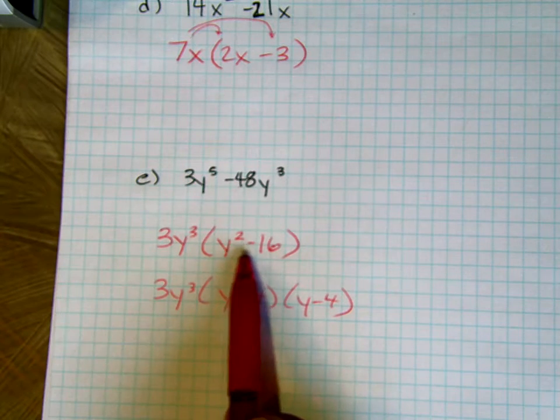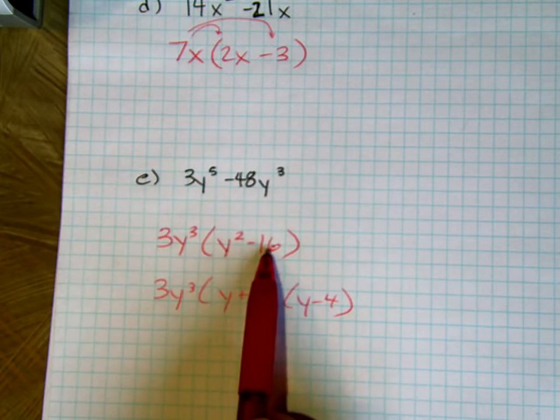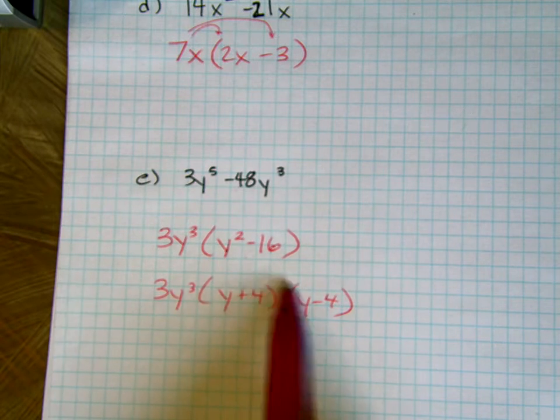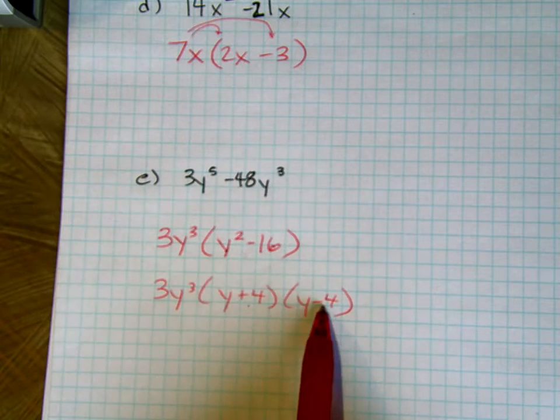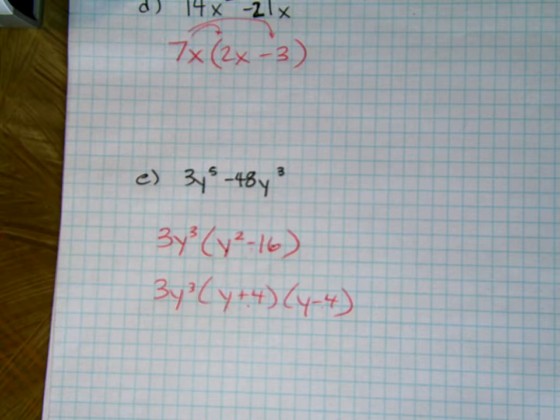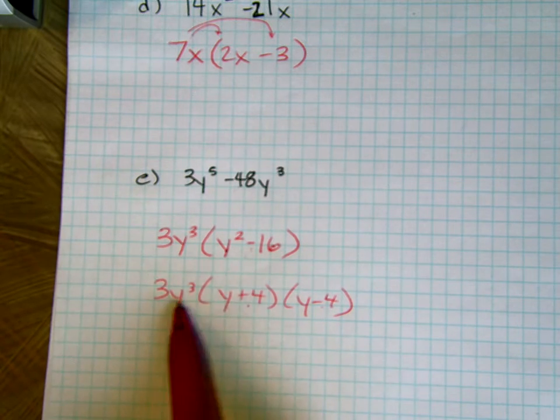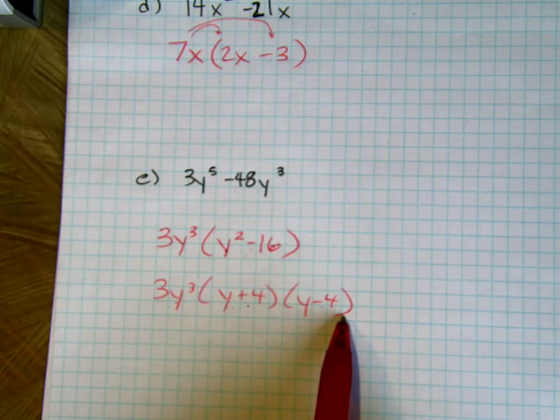Again, that idea that there is no middle term. That's a perfect square. That's a perfect square. So my outer term and my inner term must have canceled. That's also the only way you're going to get a minus in there. You have a plus times a minus gives you a minus. 3 factors: 3y cubed, y plus 4, y minus 4.